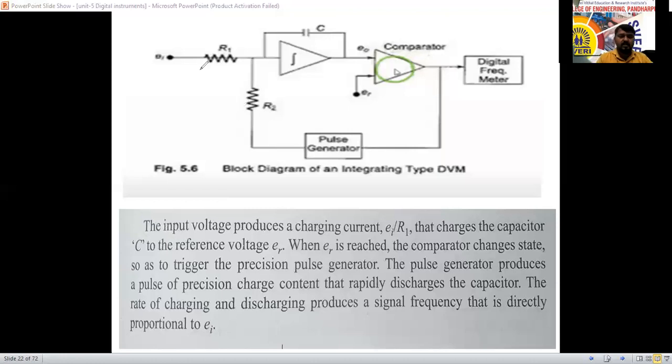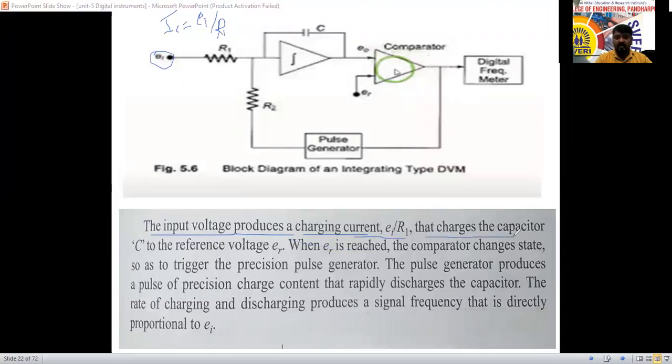The input voltage produces a charging current. If we provide a voltage, it will obviously produce a charging current, called IC. What is the formula for current according to Ohm's law? V upon R. What is the input voltage here? EI. And what is the resistance? The R1 we have provided. So IC equals EI divided by R1. That is the charging current it is going to produce.